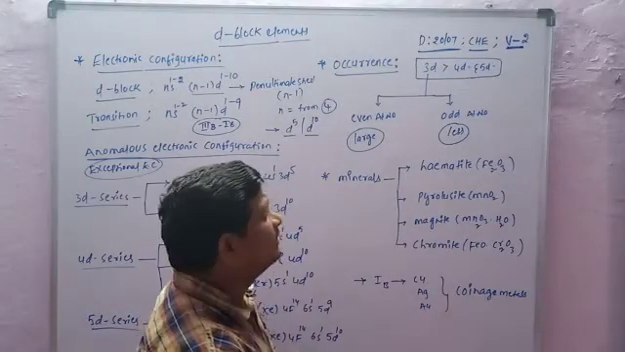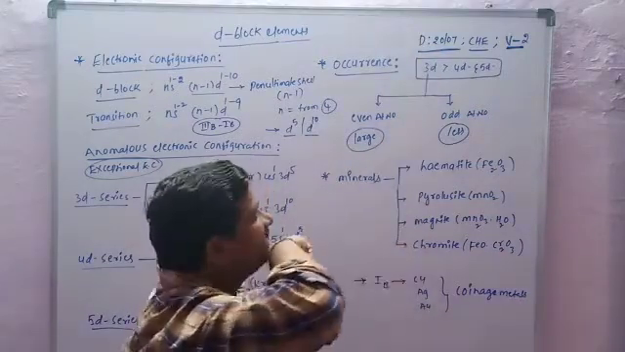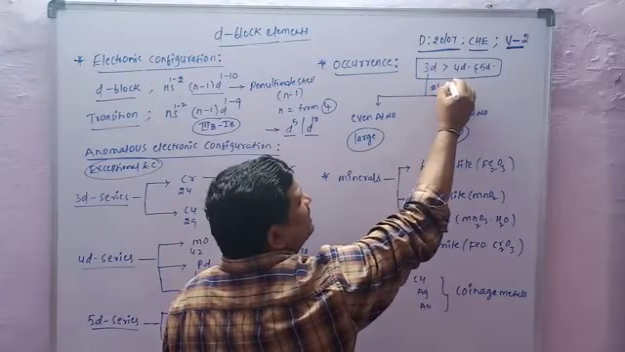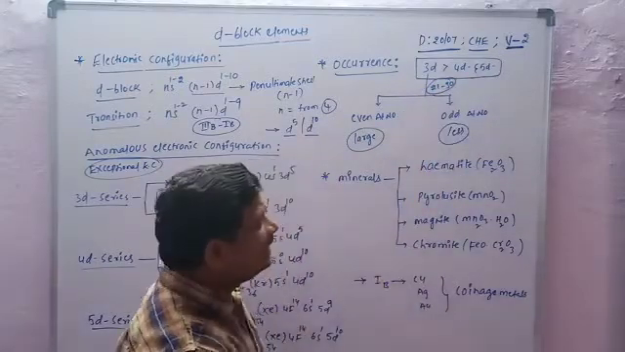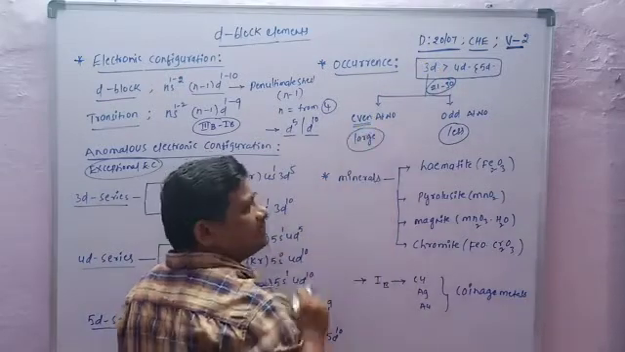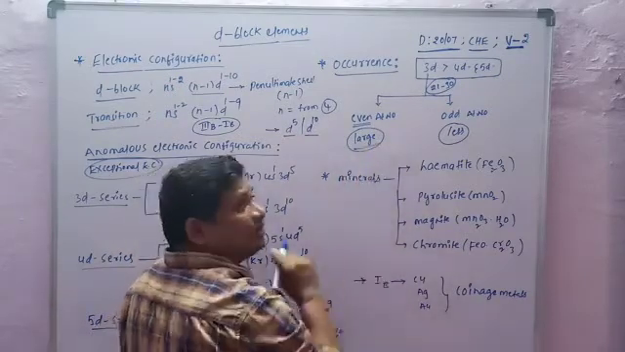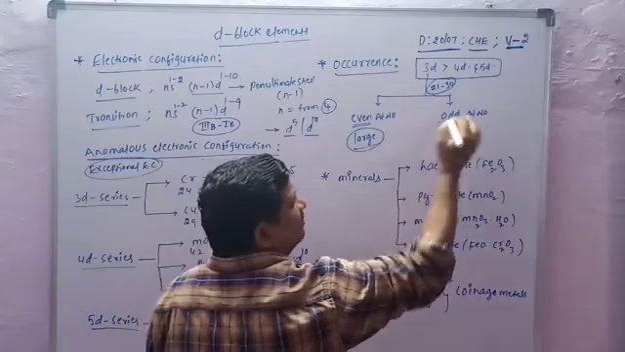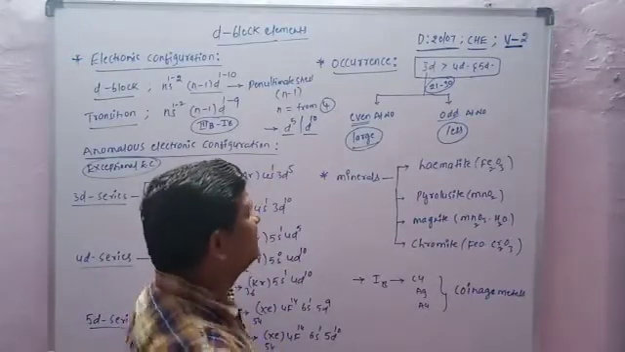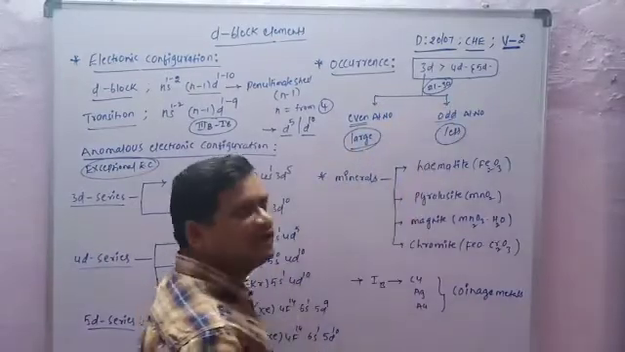Now, another important and interesting property is present in 3d series elements. What are the 3d series elements? Atomic number from 21 to 30. In these numbers, the 3d series elements with even atomic numbers, that is 22, 24, 26, 28, 30, are available largely compared to odd numbers. What are the odd numbers? 21, 23, 25, like that. Especially in the 3d series, even atomic number elements are available largely compared to odd atomic numbers.